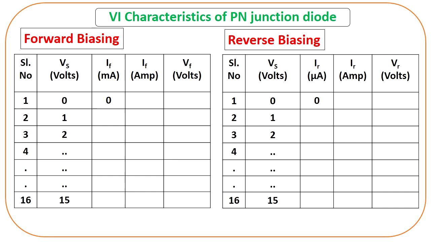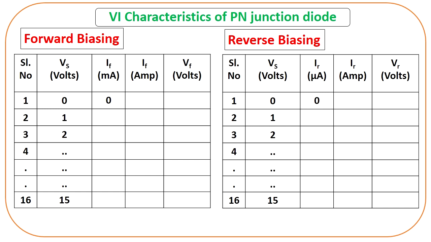Here you can see that the first column is the serial number, and the second column is the source voltage, that means the voltage we are giving to the diode in both forward and reverse bias connection. Now this is the IF, that means the forward current, and as we have connected a milliammeter, the unit will be milliampere, and we have to convert the milliampere current to ampere.